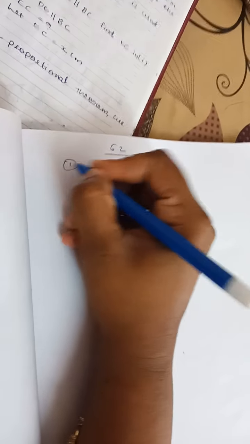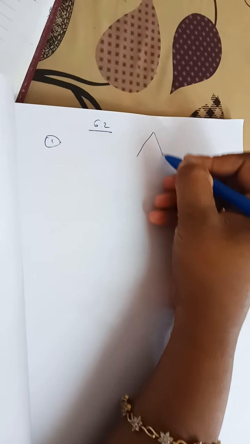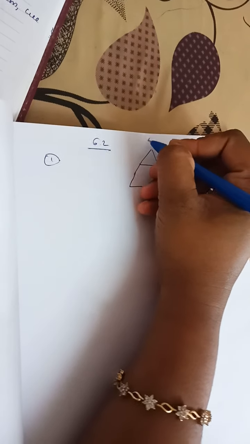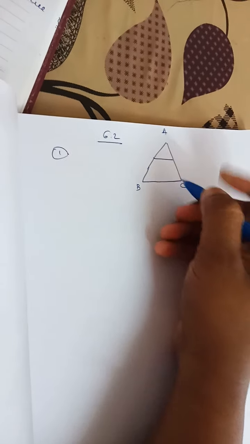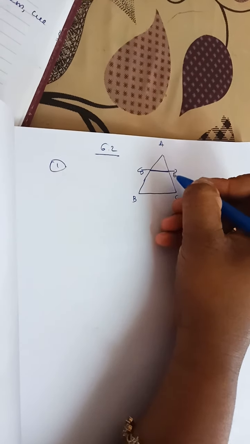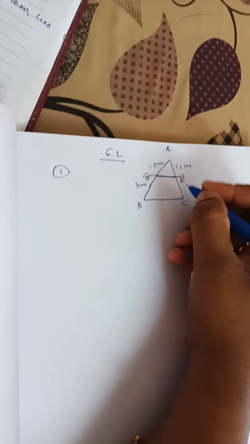Okay, question number 1. What is question number 1? In figures 1 and 2, DE is parallel to BC. Find EC in figure 1 and AD in figure 2. So this is the first figure. First figure is this triangle ABC. This is the line DE, with 1.5 centimeter, 1 centimeter, 3 centimeter. We have to find EC.